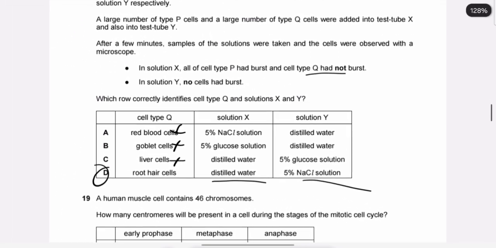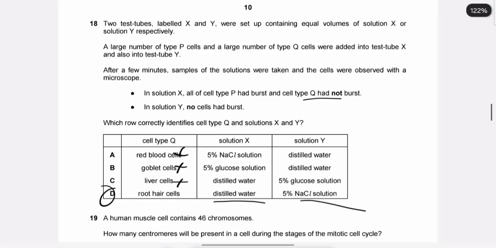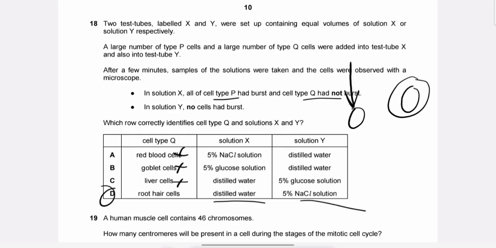But let me see if I can explain a bit. Solution X is distilled water. So if we put two different types of cells in water, if it's a plant cell and an animal cell, if water gets into the animal cell, because it does not have a cell wall, it's going to burst. And if water is to get into the plant cell, likewise, the cell wall is going to maintain the turgor pressure, so the cells will not burst.